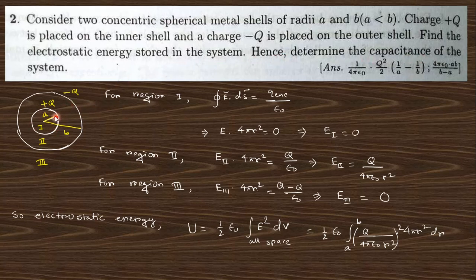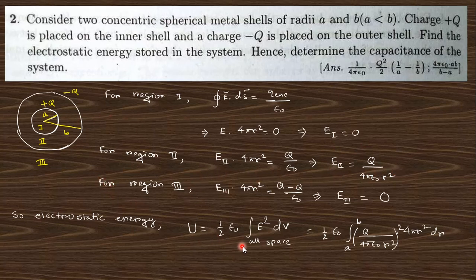For region 1, that is R less than A, in this region the charge enclosed will be 0, that's why the electric field will be 0 in this region. In the region in between, the field will be Q by 4 pi epsilon naught r squared. In the third region, that is outside, the total charge is plus Q minus Q, use Gauss theorem, right? So plus Q minus Q is 0. So the electric field is present only in this second region. The electric field in the first region and the third region will be 0.